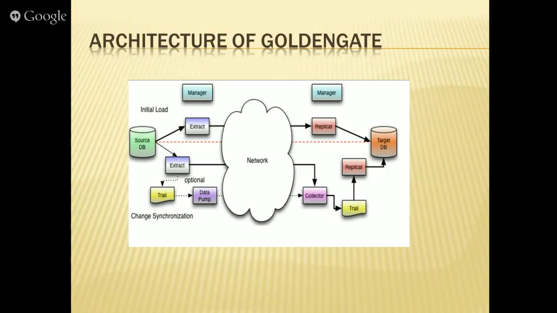If you see here, there is a manager process on both sides. This manager process is the heart and soul of Goldengate. If the manager process is down, it's very difficult to proceed with the configuration and the replication. So it's very important. This manager process must be running on both the source as well as the target systems for extract and replicate to work in any case.